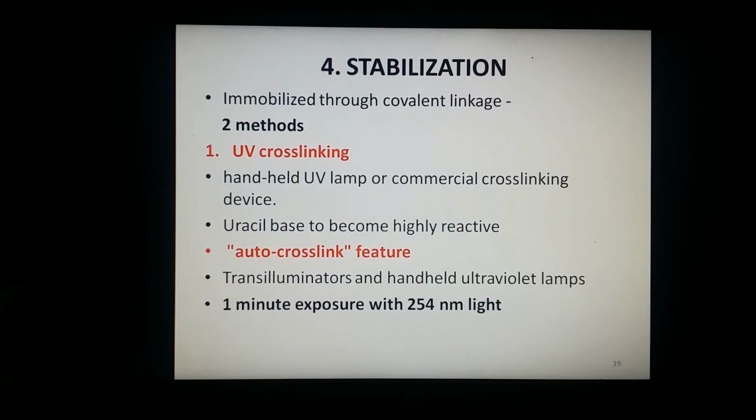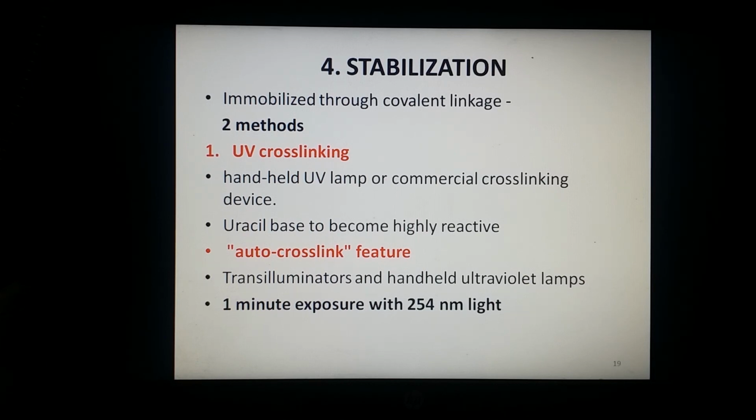The fourth step is stabilization. Once the RNA has been transferred to the membrane, it is immobilized through covalent linkage to the membrane by two methods. The first is UV cross linking and the second is baking. So what is UV cross linking? UV cross linking is one of the most popular methods, and it uses either a handheld UV lamp at the short wavelength or a commercial cross linking device.